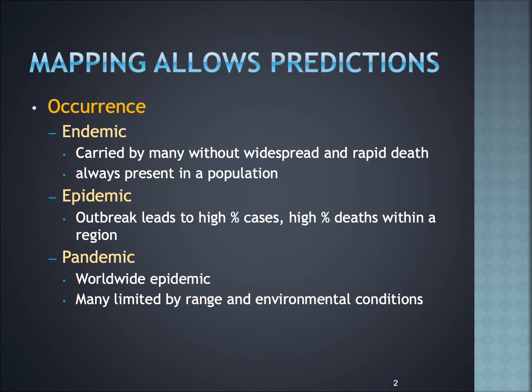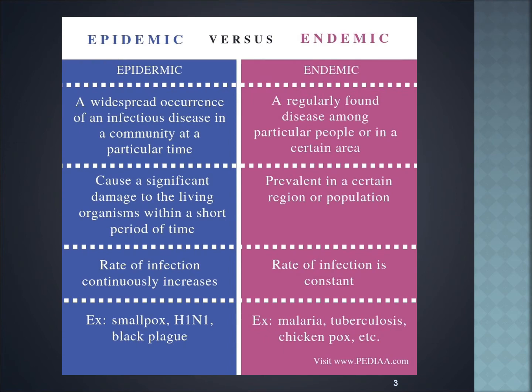We also want to be able to recognize the difference between some of these types of occurrences. The graphic here shows us the epidemic versus endemic. When I stole it off of the internet, I didn't notice that they had misspelled epidemic in the blue box. But setting that aside, you can put this on pause if you need to and look at what the difference is between something that's an epidemic versus something that's endemic.